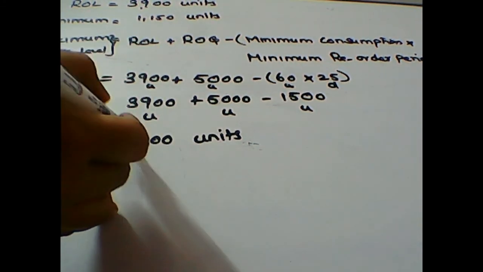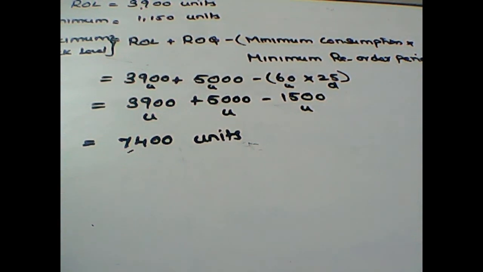So we have calculated the ROL. It is 3900 units. Minimum stock level is 1150 units and maximum stock level 7400 units.